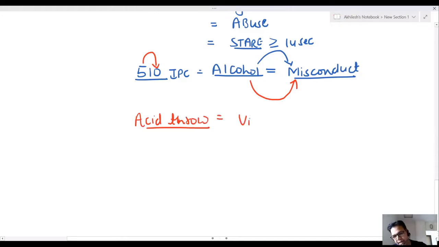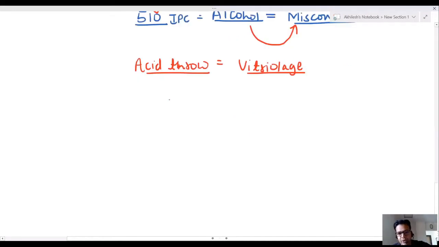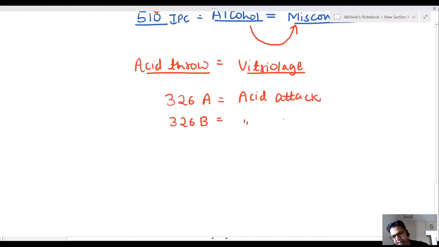Sir, acid throwing is known as vitriolage. There are two IPC sections, 326A and 326B. One is acid attack and the other is acid attempt.